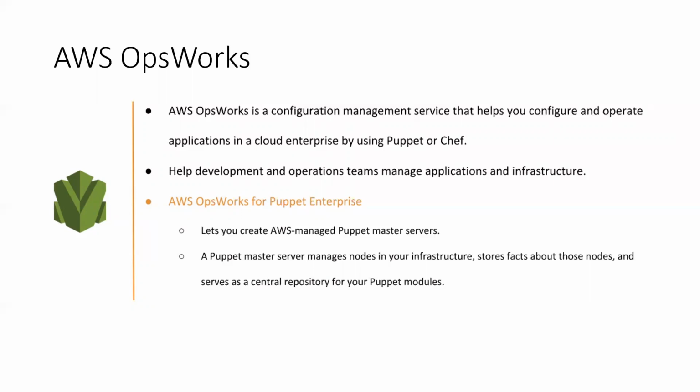But AWS OpsWorks will be the answer, because this particular service provides you a configuration management service. It's basically a configuration management service which helps you to configure your applications using Puppet or Chef. So there are mainly three things in this: AWS OpsWorks for Puppet Enterprise, AWS OpsWorks for Chef Automate, and OpsWorks Stacks. Now this works with your EC2 instances also.